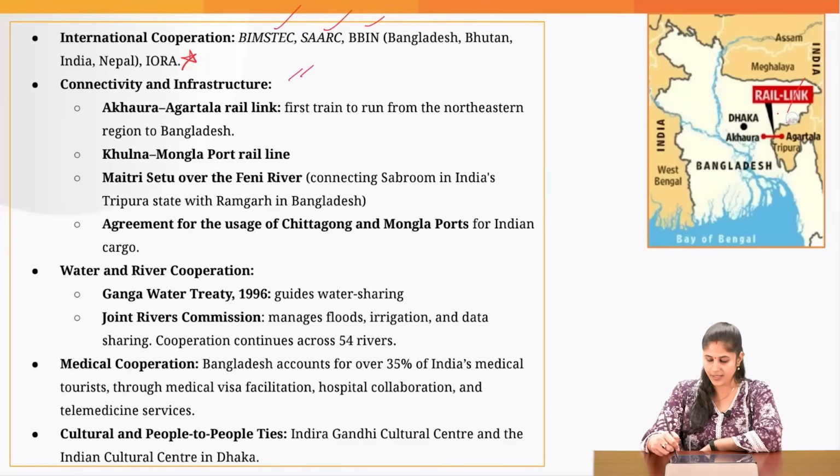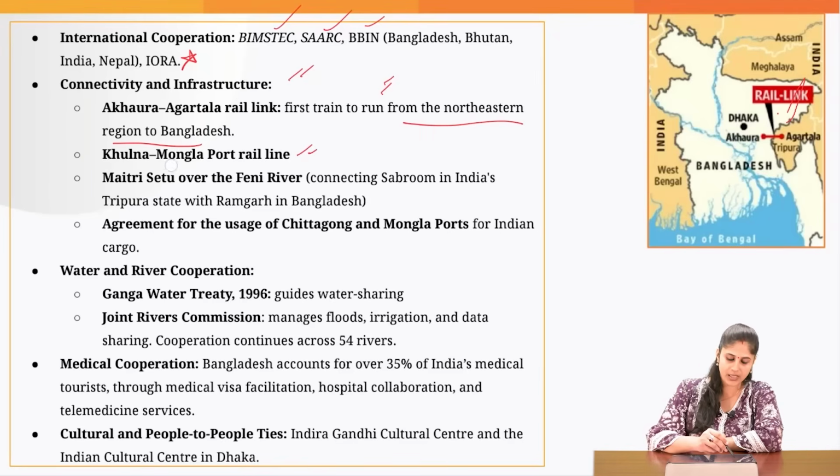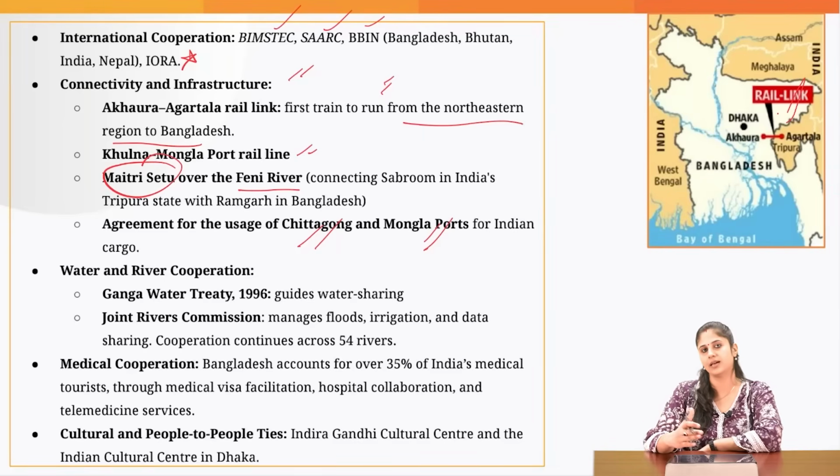Akhaura-Agartala rail link, as you can see in this picture also. And here the first train would be running from the northeastern region to Bangladesh. Then we have the Khulna-Mongla port rail line. Then we have Maitri Setu over the Feni river. Agreement on use of Chittagong and Mongla port. All these connectivity projects are going to further strengthen India's and Bangladesh's economic as well as trade ties.